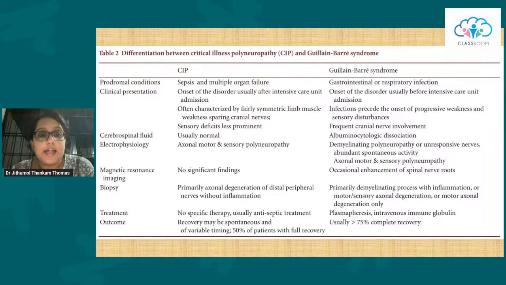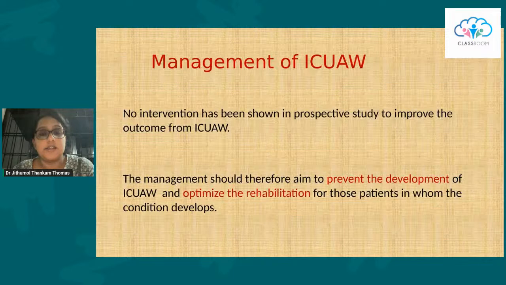And treatment for CIP: there is no specific therapy for CIP. It is usually to prevent the predisposing factors, rehabilitation and so on. But in GBS, yes, you have plasmapheresis, IVIG, and so on to treat GBS. And so this is how you generally distinguish between CIP and GBS.